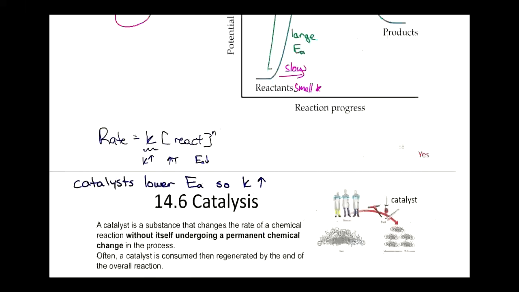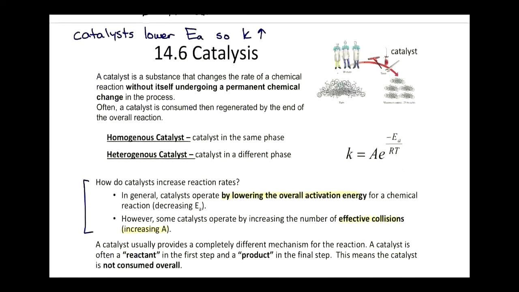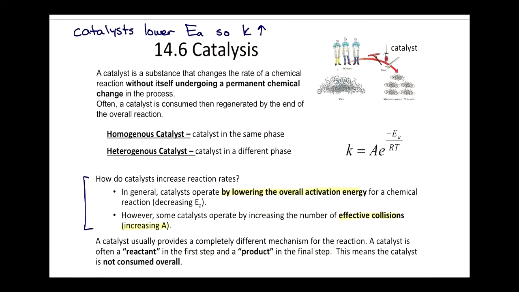All right, so this is what you need to get out of these slides. Catalysts make reactions go faster because they lower your activation energy for your reaction, and in turn, they raise the rate constant. All right, but here's the thing. When you add a catalyst to a reaction, you actually mess up the mechanism. You actually produce a new mechanism, a new pathway for that reaction to occur.